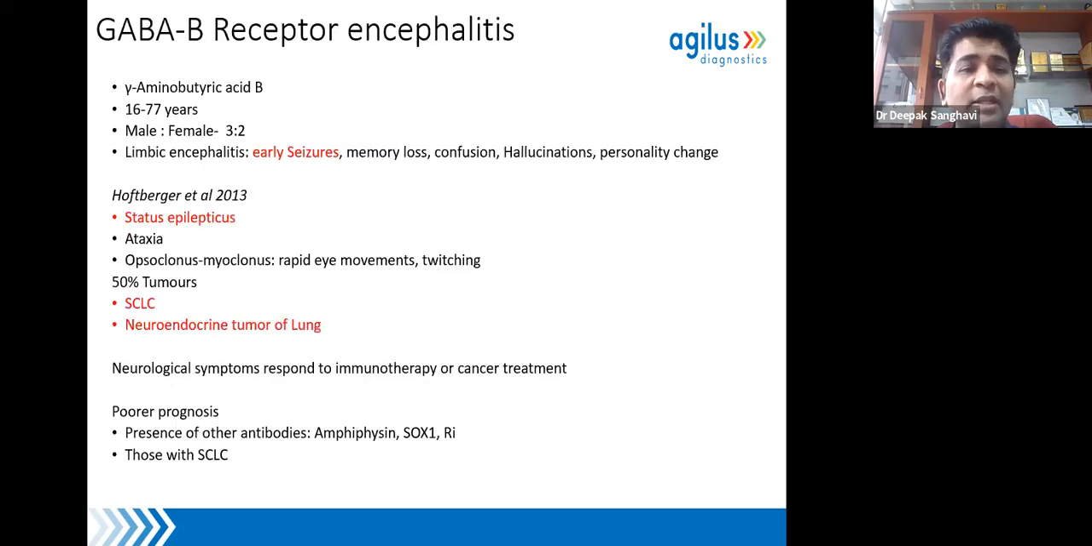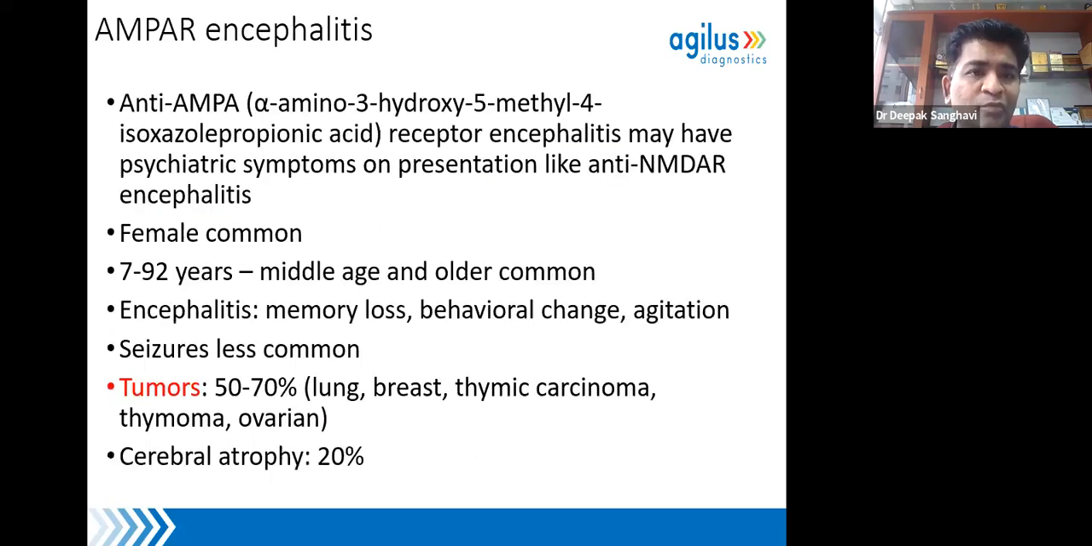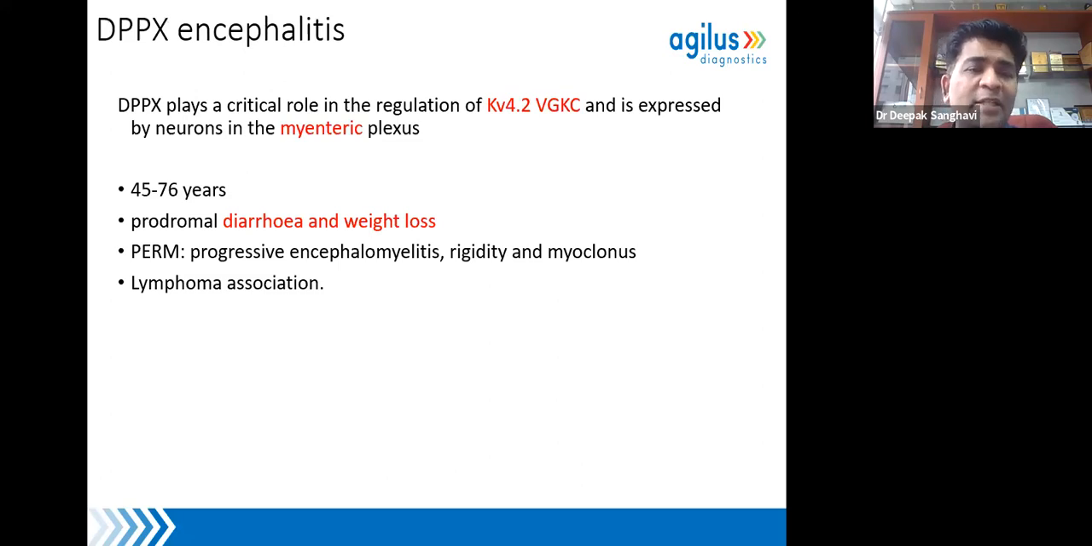GABA antibodies are seen mainly in epilepsy or neuroendocrine tumor of the lung or small cell lung carcinoma. This is AMPA antibodies. The associated tumors will be ovarian tumors, thymoma, lung and breast tumors. DPPX antibodies are mainly seen in the myenteric plexus antibodies, and diarrhea and weight loss will be the main feature in DPPX.